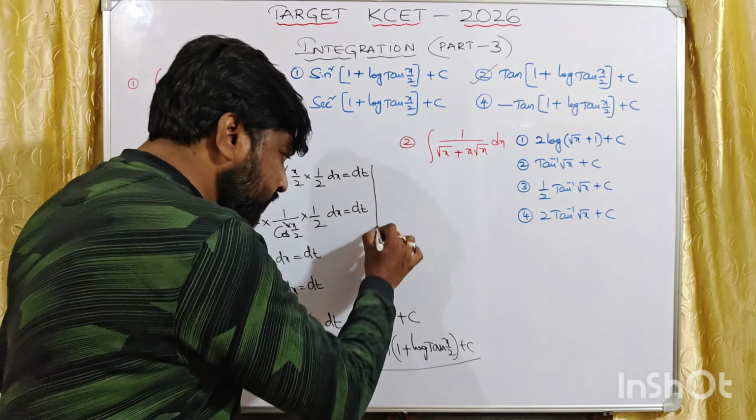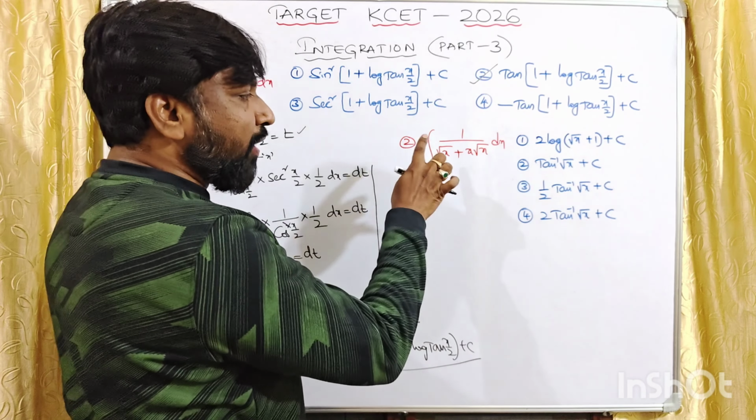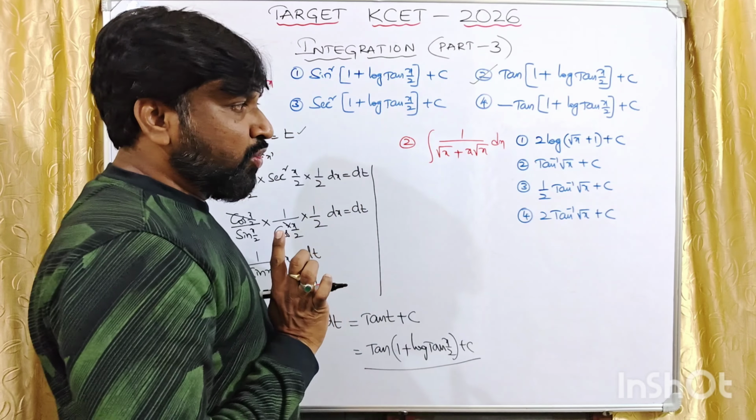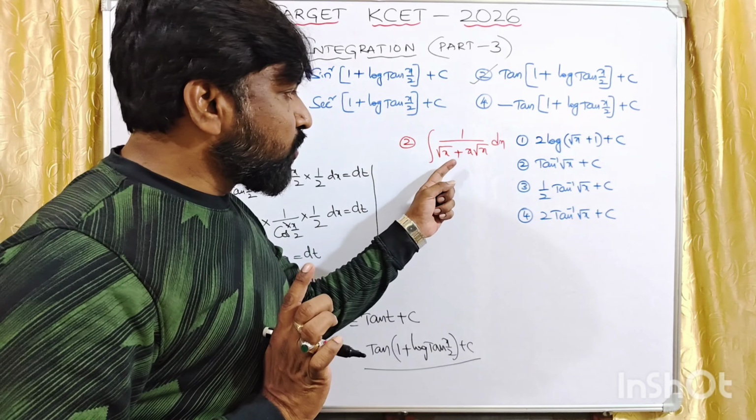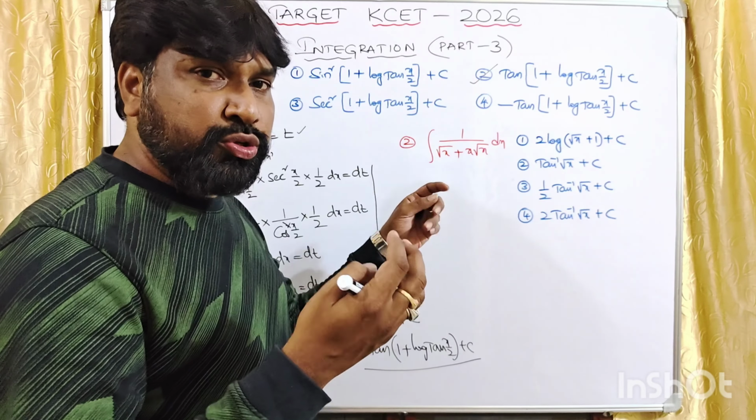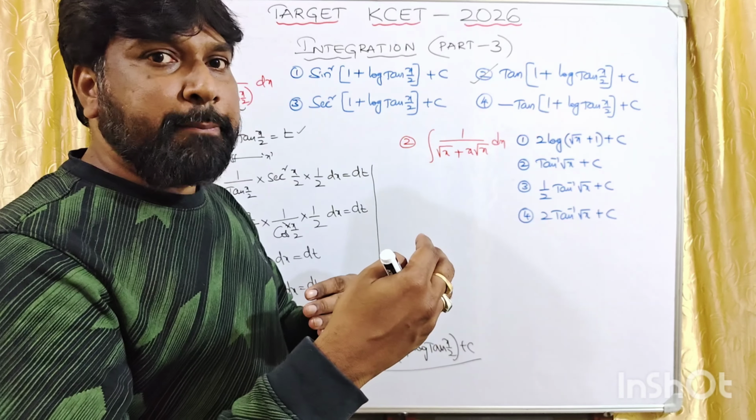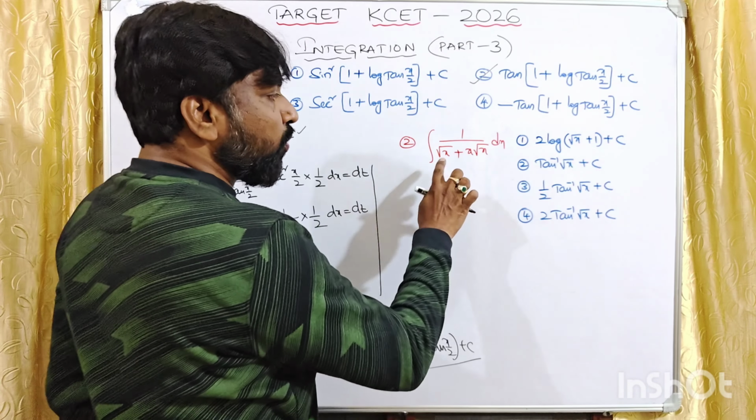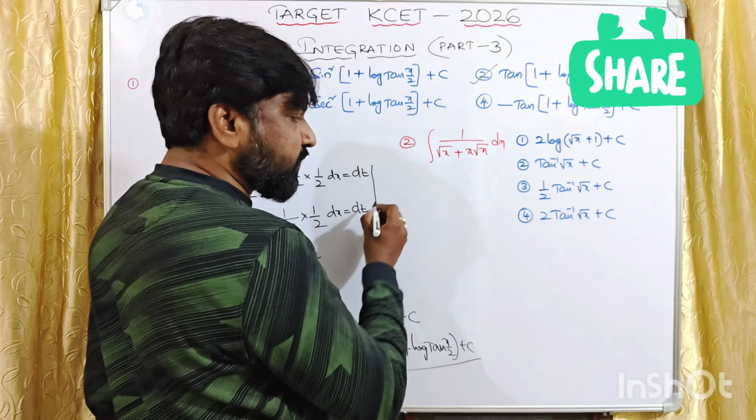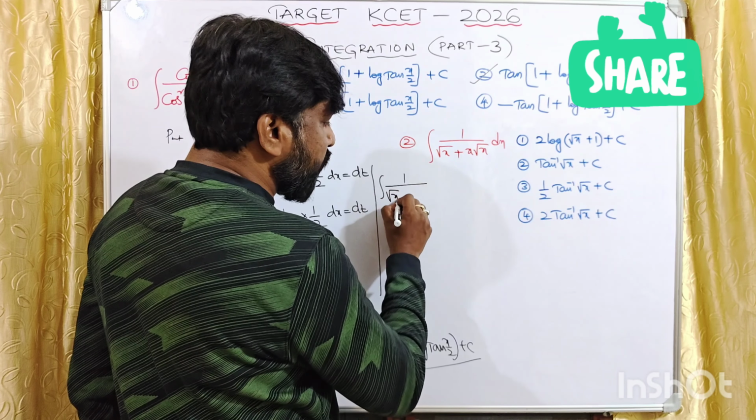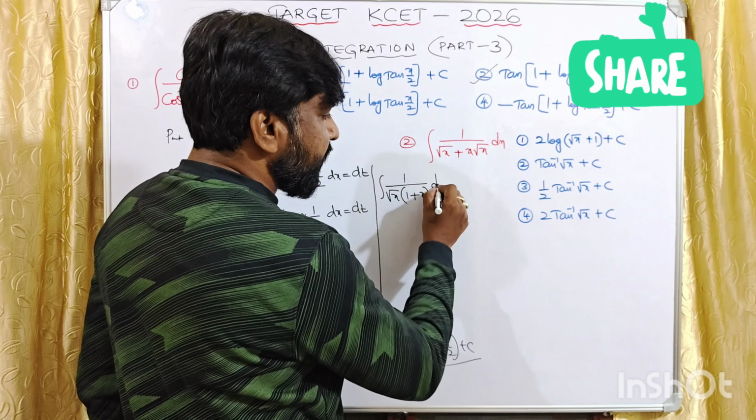So can I solve the second question? This is the second question: integral 1 by root x plus x root x dx. If you see this kind of question, before you take the substitution, you need to simplify the question. After simplification, is there any possibility to take the substitution? Look at it. Root x and root x are there, so you can take root x common. Taking 1 by root x common, you get 1 plus x, dx.